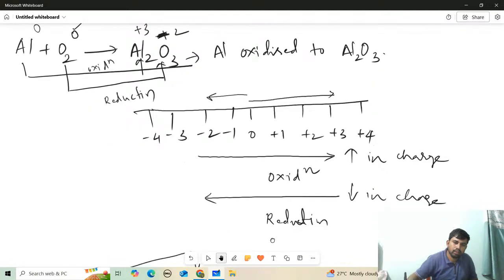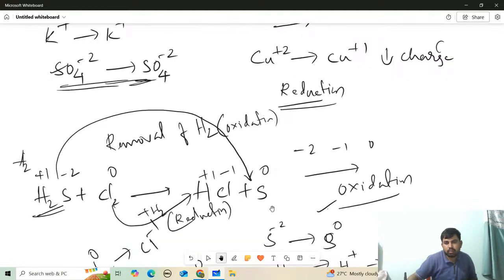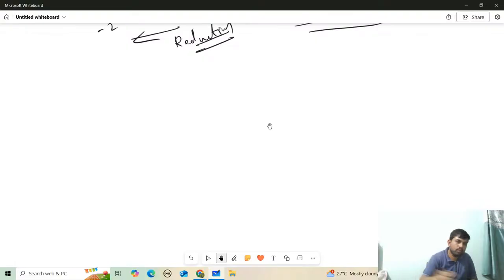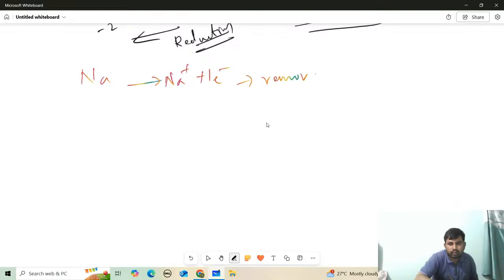So simply one more example I will say. Suppose if they given like this, what kind of process here? So here one more example, suppose we have sodium, right? Sodium becomes sodium plus 1 by losing one electron. So what kind of process is it? You can see here a removal of electron. Removal of electron is called oxidation. So I can say sodium is undergoing oxidation process.